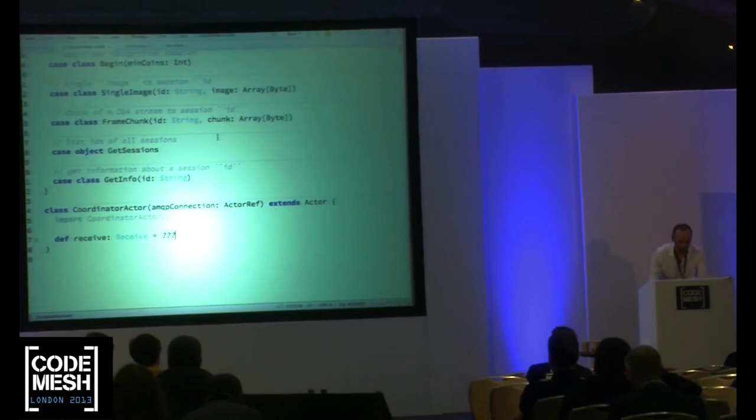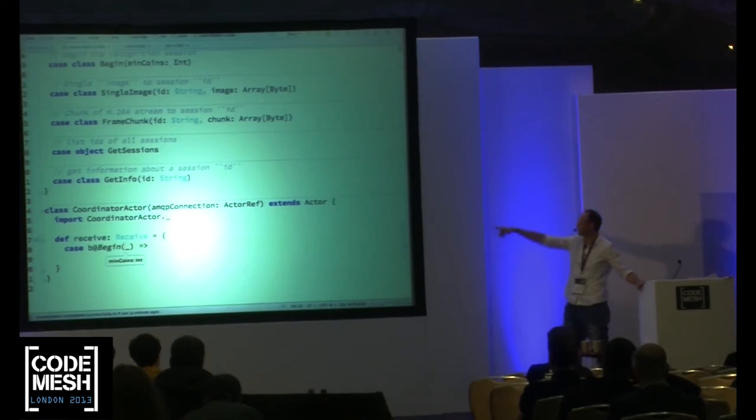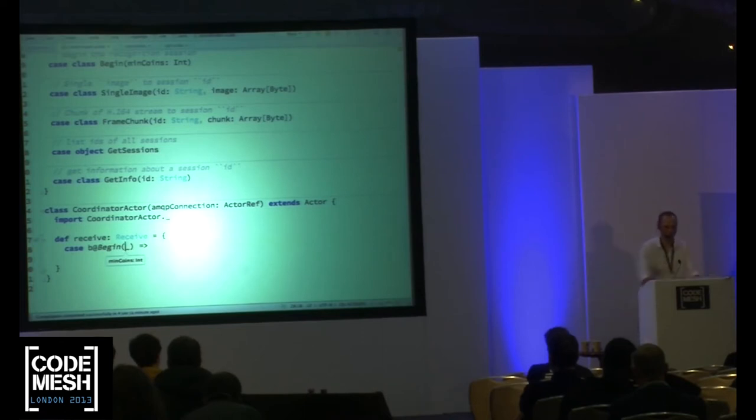Now, that won't do for us now. So what we're going to have to do is react to the begin message. So someone sends us a begin message. This syntax says, a begin message carries the minimum number of coins that we are willing to accept. I don't care about that number here. What I would like is to receive the entire instance of begin. Because what am I going to do with it? Well, I need to create this recognition actor.